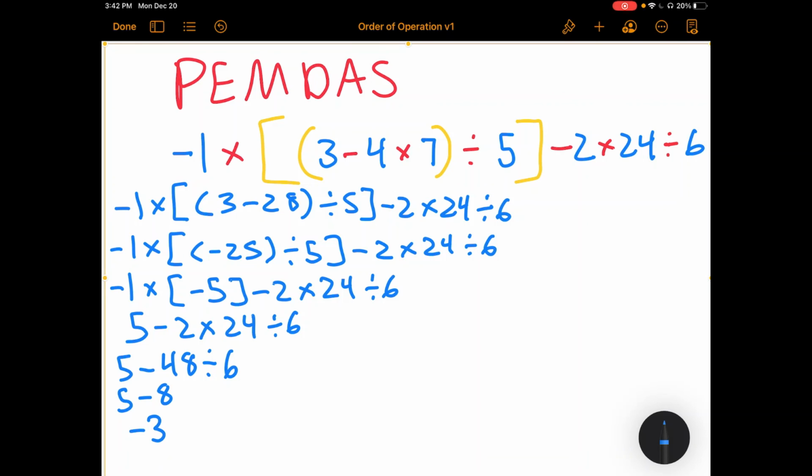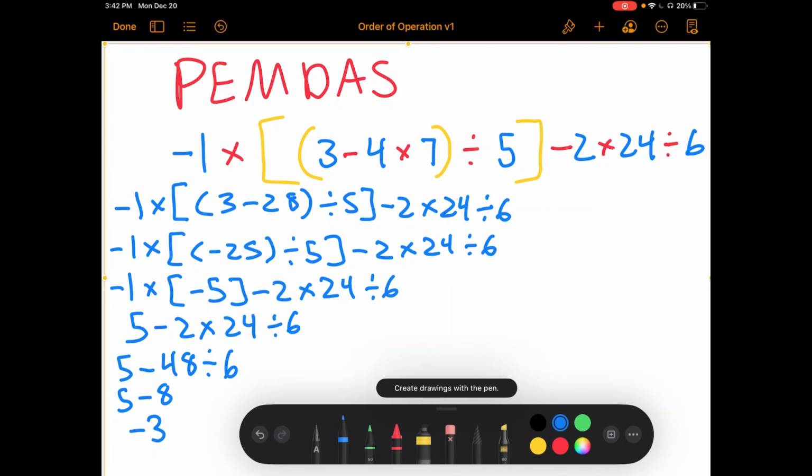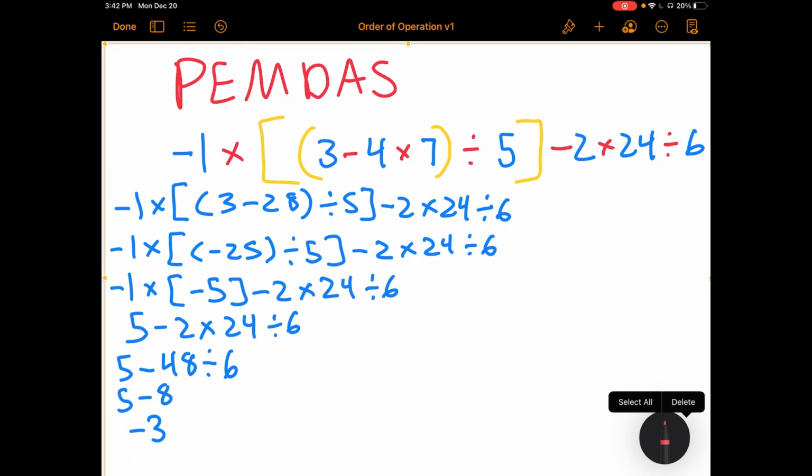Now, if you did this equation in any other order, you may have gotten a different answer. That's why it's important to follow the order of operations to make sure you get the correct answer. I'm going to circle that answer to make sure we see it.